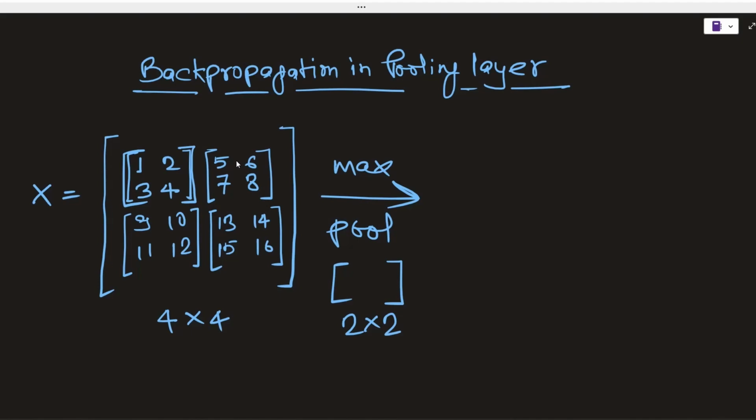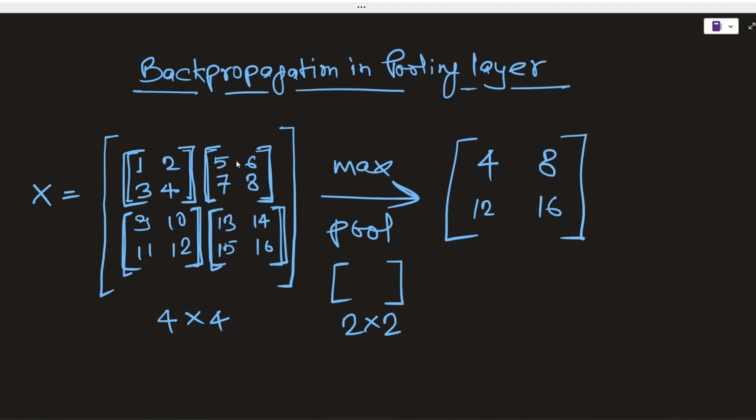So from the first position you will take 4, then you move the pooling window to the right and you take out 8. Similarly, you place it over here this time and you take out 12, and finally in the last position you will be taking out the highest value, which is 16. This is more or less the entire idea of max pooling.